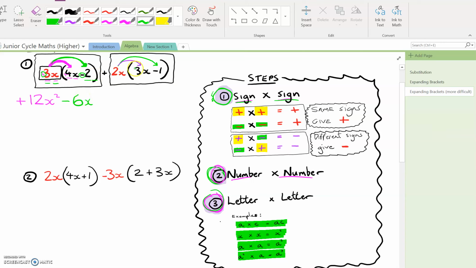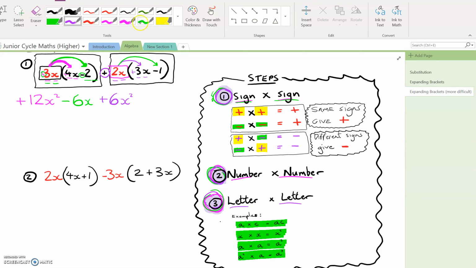Now that we've done that, we have to do it again to this little bracket over here. We have to multiply the term on the outside in. So let's do the first bit. Sign by sign. We're dealing with a plus by a, yeah, it's a plus, isn't it? If there's nothing written there, it's two pluses. And a plus by a plus is a plus. Step 2, number by number. 2 by 3, 6. Step 3, letter by letter. x by x is x squared.